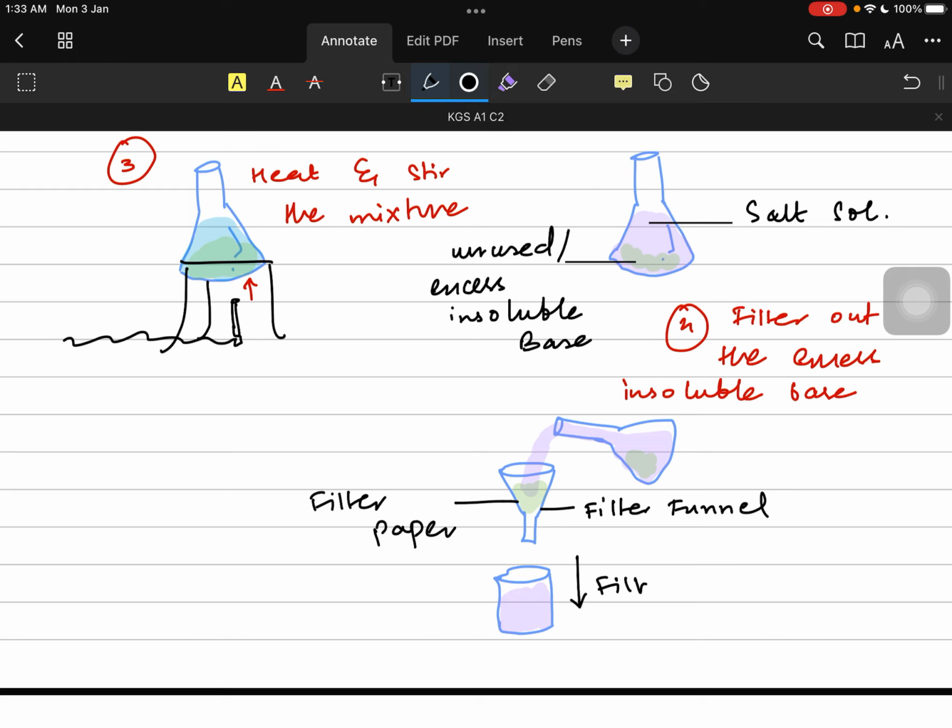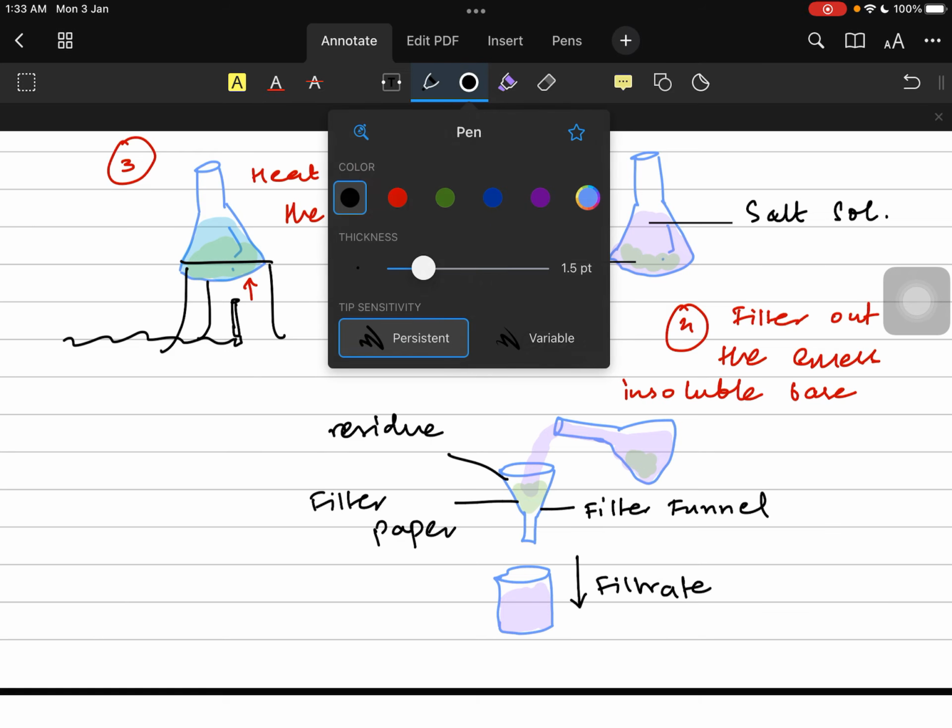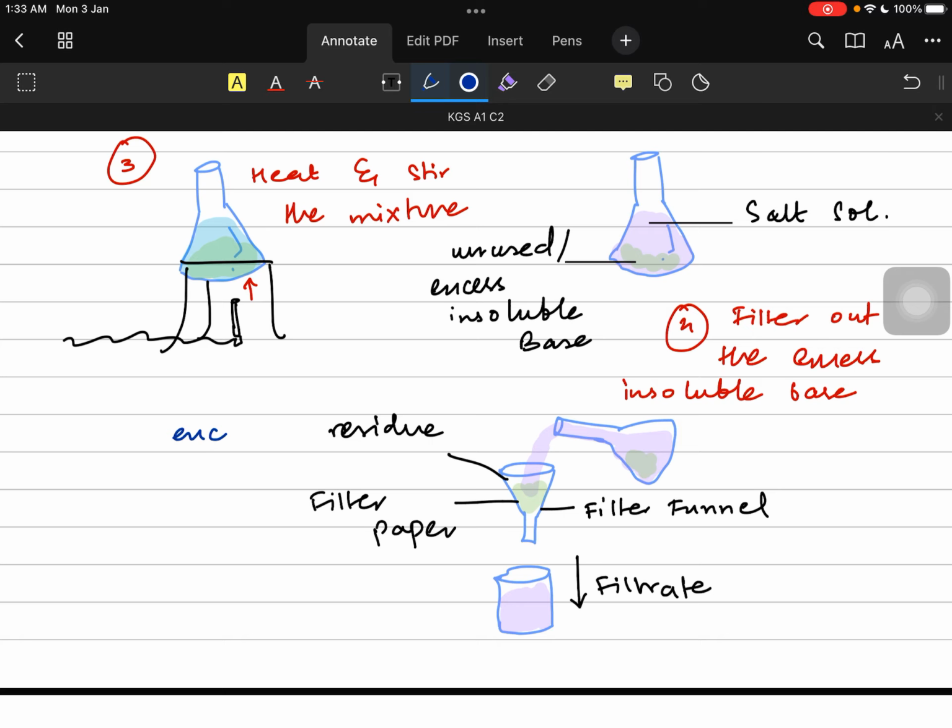So you have the filtrate and you have the residue. Residue is the insoluble part, so residue is going to be the excess insoluble base. And what about the filtrate? Filtrate is the salt solution. Make sure you talk about filtration, and along with that you also mention adding of water, which is distilled water. So you also mention wash with distilled water. While you're performing the filtration, you add a small amount of distilled water so that the filtration continuously goes on.